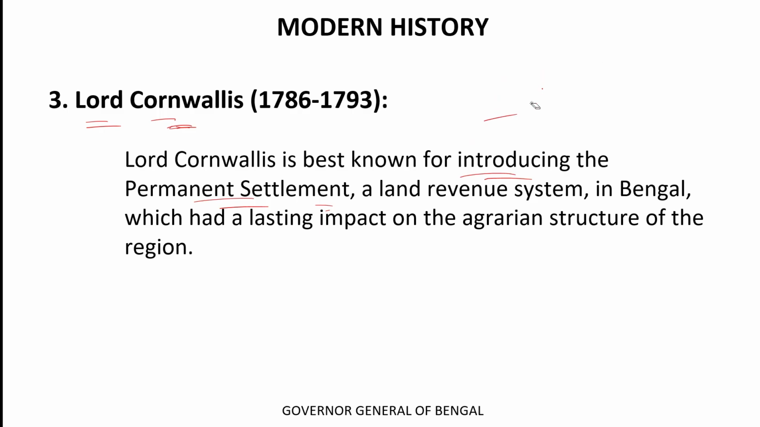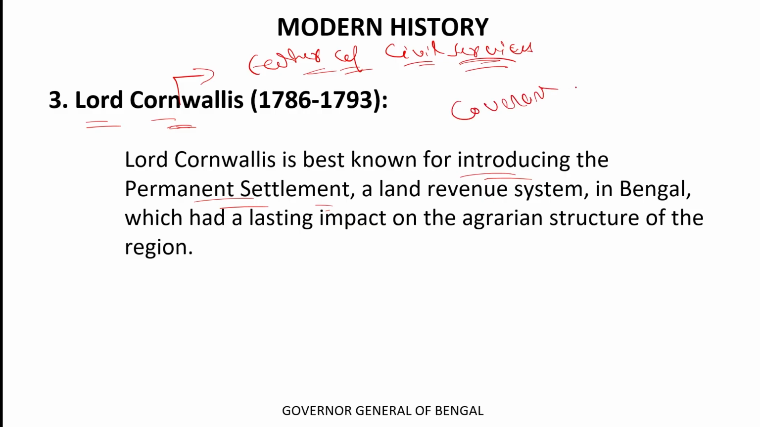Got it? So it was introduced by Lord Cornwallis. He is also known as the father of civil services, because he introduced two types of services. First is covenant service. Second is uncovenant service.